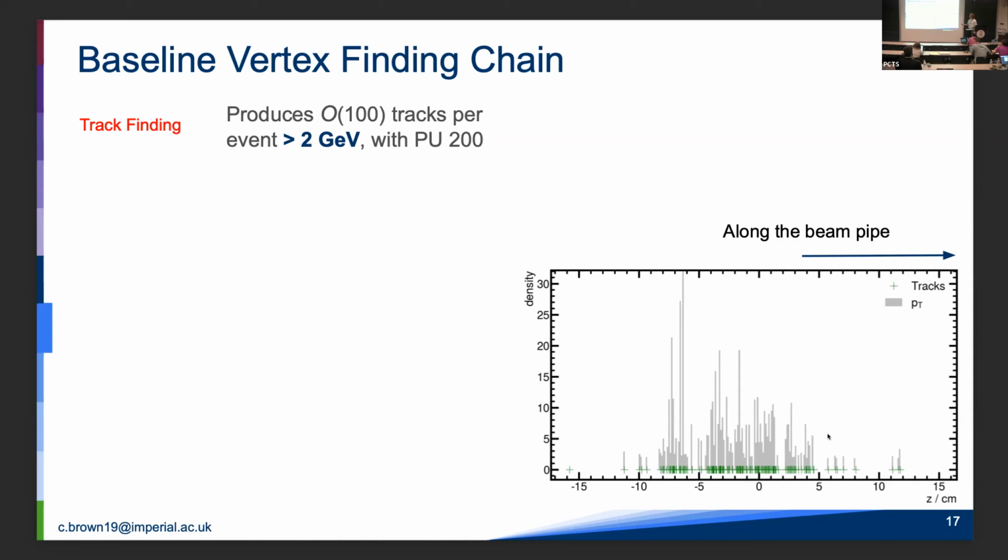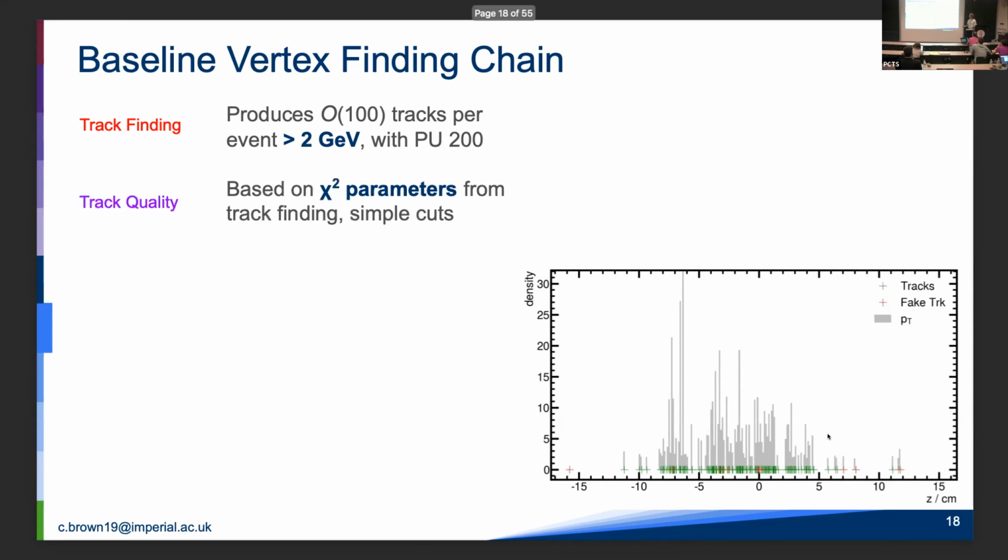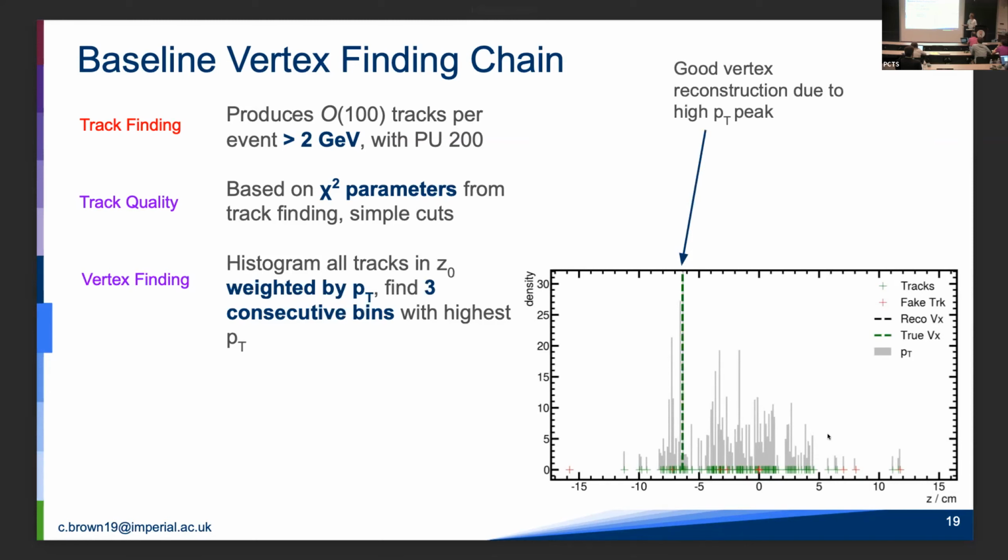So the first thing we can do when we have this set of tracks is the track quality, as said before. In the baseline, we just look at the chi-square parameters and do very simple cuts on that to reduce the number of tracks. The next thing we do is the vertex finding itself. I'll go into a lot more detail on this, but very briefly, it histograms all our tracks in z0 and looks for a peak in pT. We look for the 3 consecutive bins within this histogram with the highest pT.